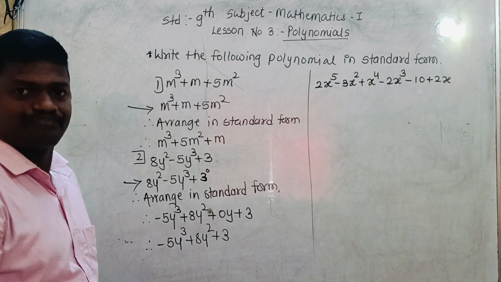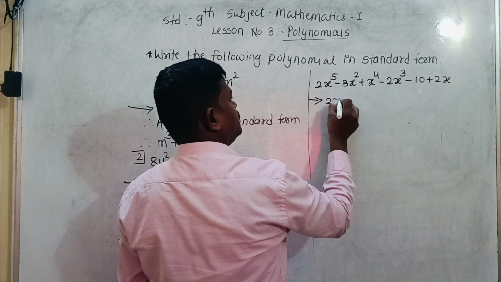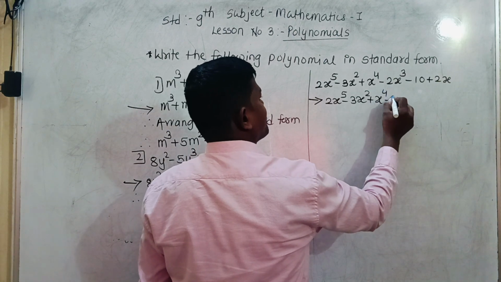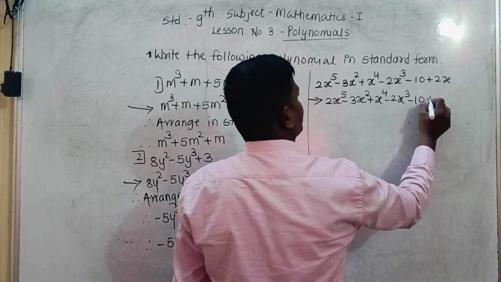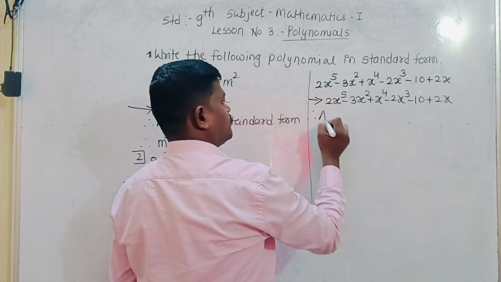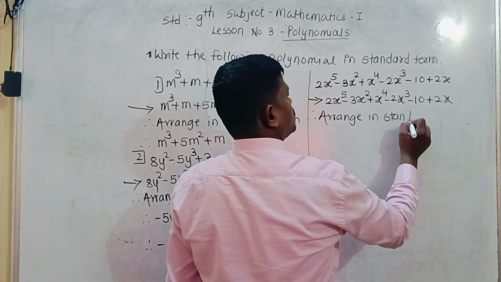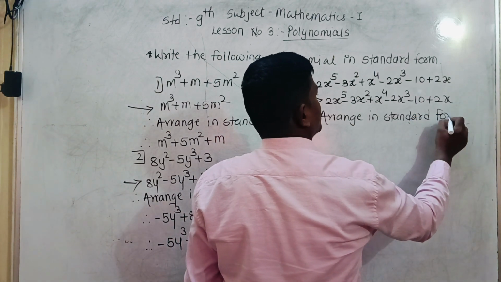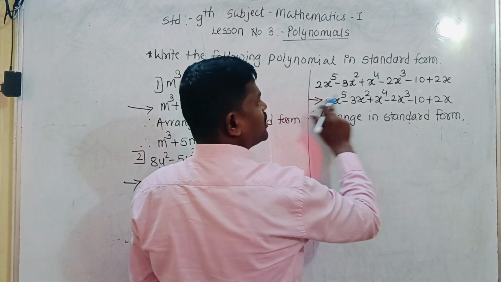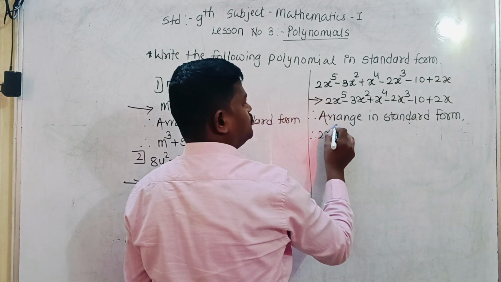See, this is our equation. For the answer, we have to write down the question, right? Then arrange in standard form. So check out the highest degree. That is 5, so write that down first.